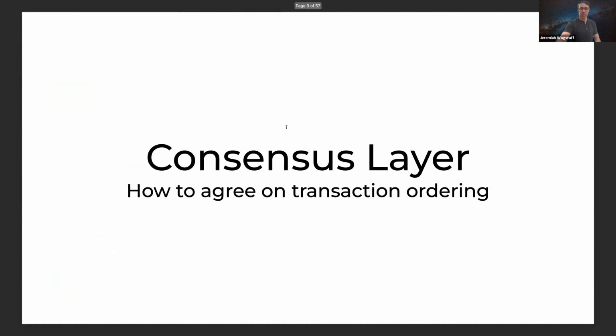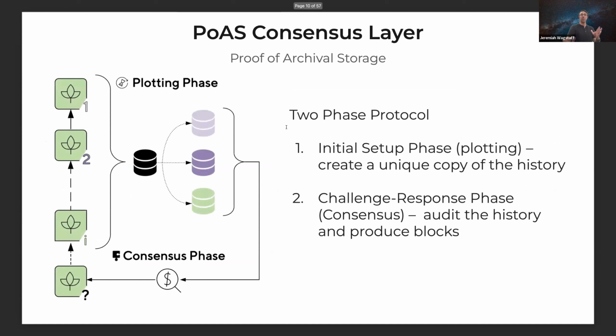So for the consensus layer, this is the consensus model at a high level. This is a proof of archival storage consensus. It's a two-phase protocol, like most proof of space or proof of capacity protocols. There's an initial setup phase where you actually create your plot. The plot is the history of the blockchain itself.